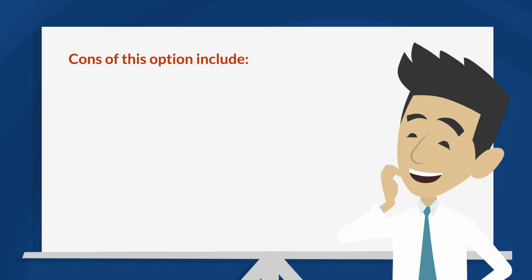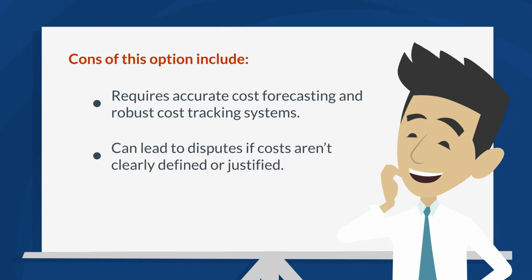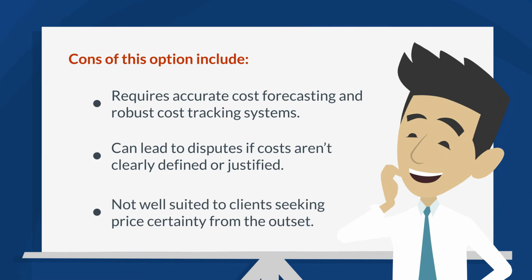Cons of option C: requires accurate cost forecasting and robust cost tracking systems. Can lead to disputes if costs aren't clearly defined or justified. Not well suited for clients seeking price certainty from the outset.